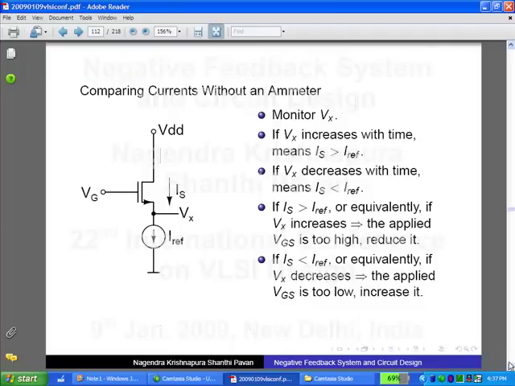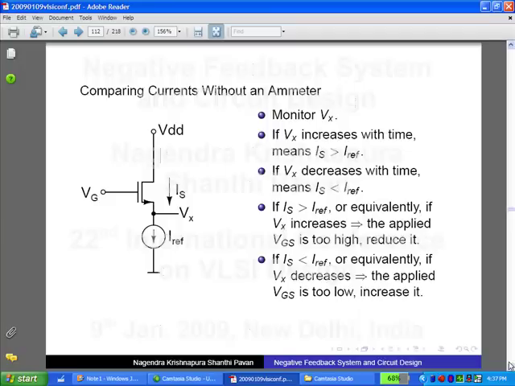Correct? If this current is too high, then what does it mean? It means that this potential will go up, thereby squeezing the VGS of this transistor to a smaller value, in a way so as to reduce the current and make it equal to IREF. Does that make sense? Alright.